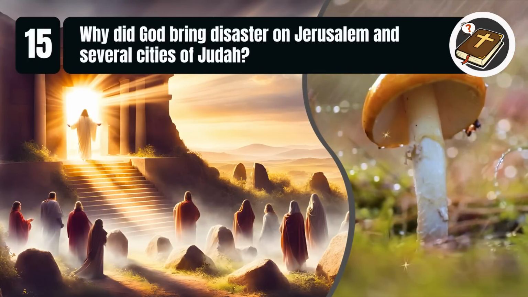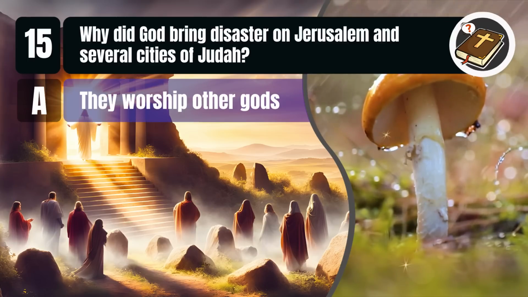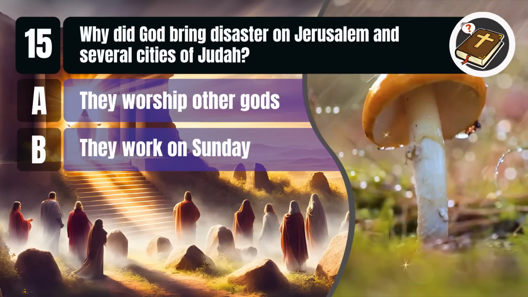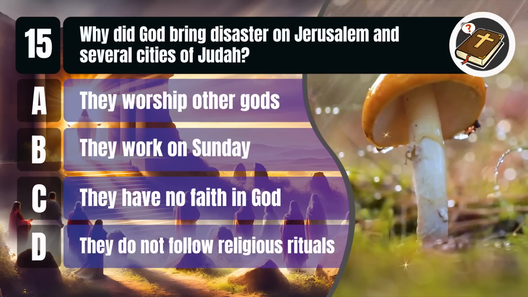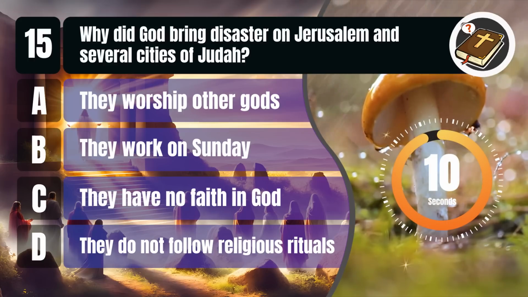Question 15. Why did God bring disaster on Jerusalem and several cities of Judah? A. They worship other gods. B. They work on Sunday. C. They have no faith in God. D. They do not follow religious rituals. You get 10 seconds.